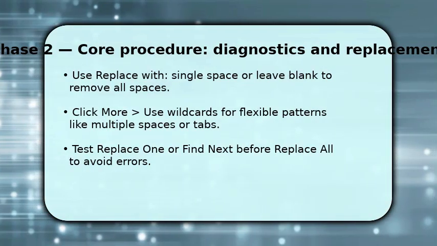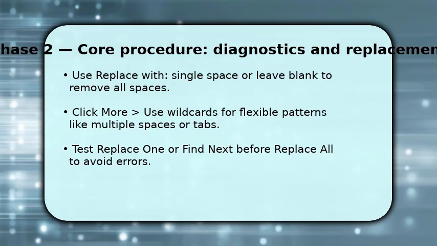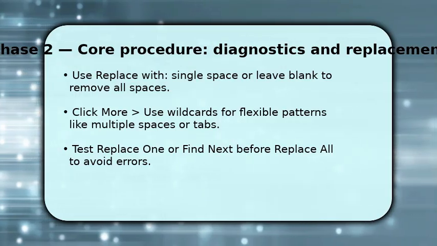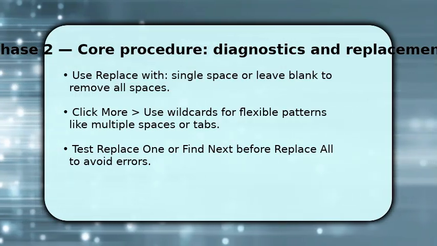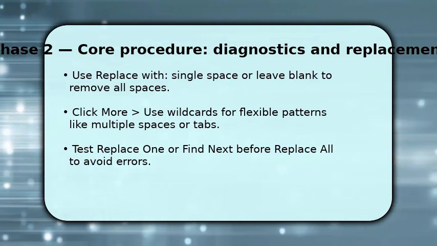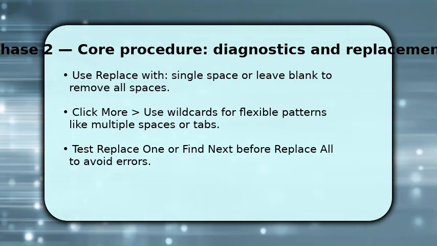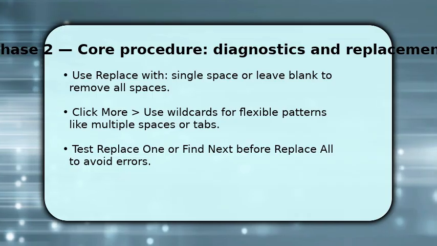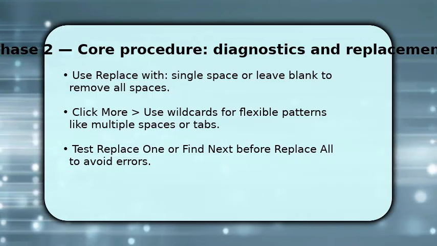Now you refine the replacement so you don't break formatting. In Replace with, enter a single space to compress multiples into one, or leave it blank to remove spaces entirely. Click More and enable use wildcards when you need patterns. For example, search for ' {2,}' or use ' {2,}' to catch 2 or more spaces.